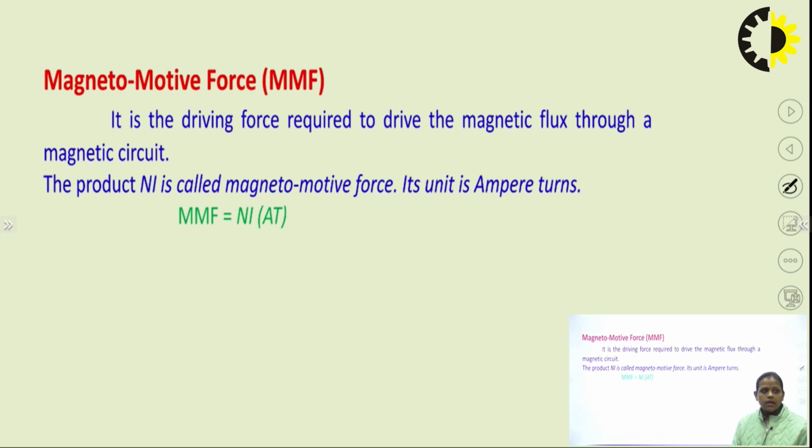Next is magnetomotive force. Magnetomotive force, in short, we call it MMF. It is basically a driving force which is required to drive the magnetic flux through a magnetic circuit, and the product of N into I is called magnetomotive force, and its unit is ampere turn. So, what is N here? N is basically the number of turns and I is the current. So, the MMF we can define as N into I.